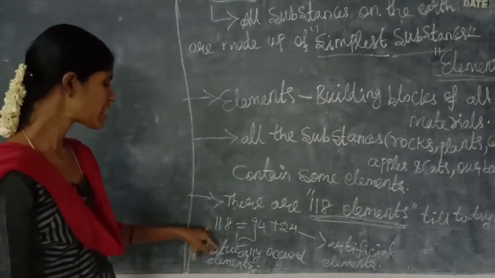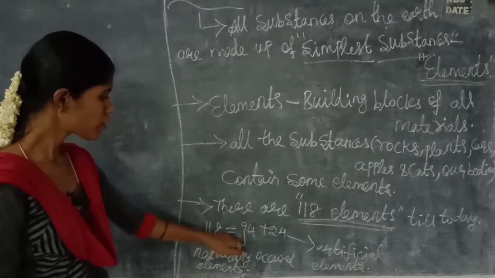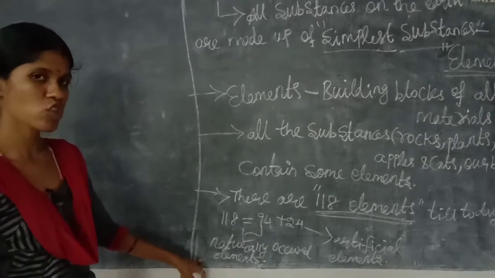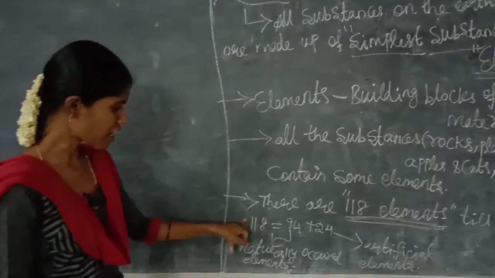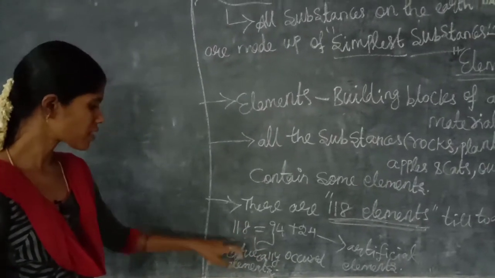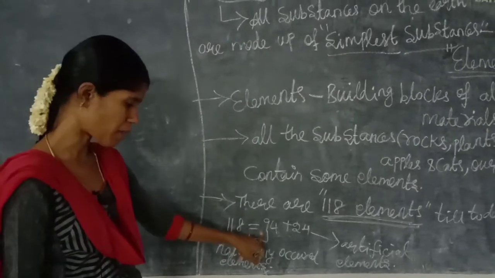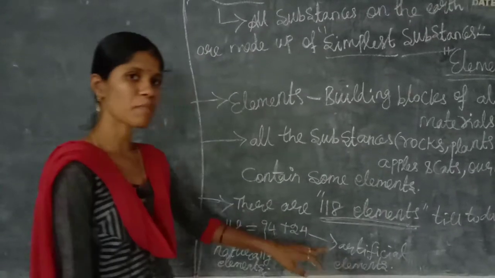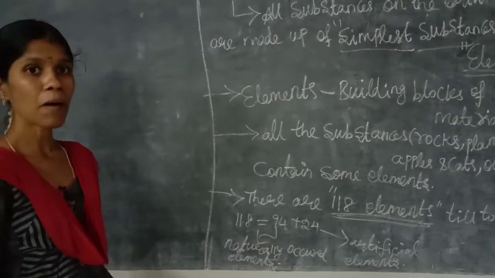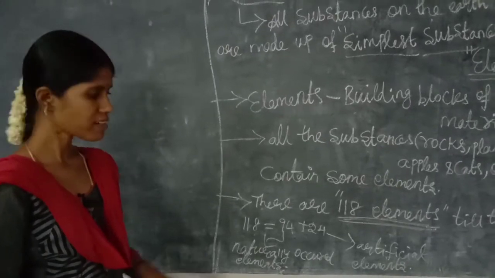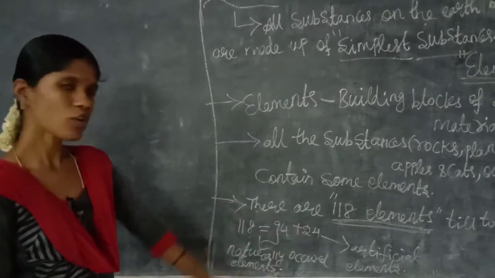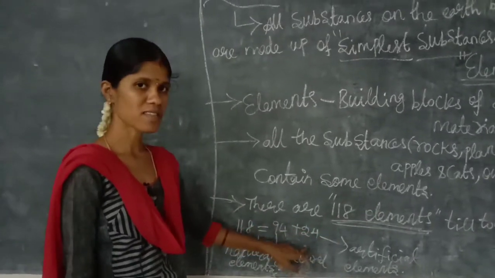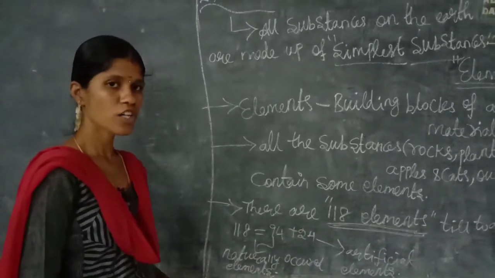Out of 118 elements, 94 elements occur naturally. That's why they are called natural elements. The remaining 24 elements are artificial elements, because these are made in the laboratory by scientists. That's why these 24 elements are called artificial elements.